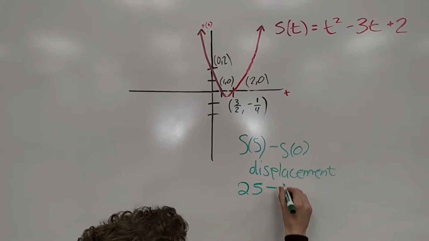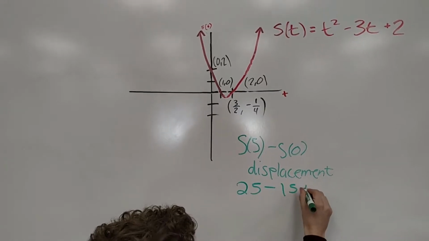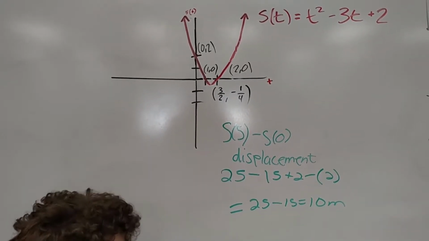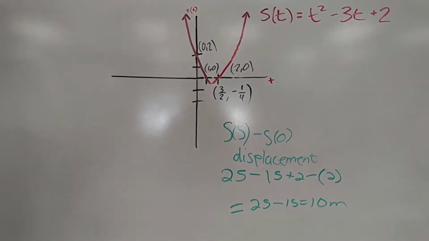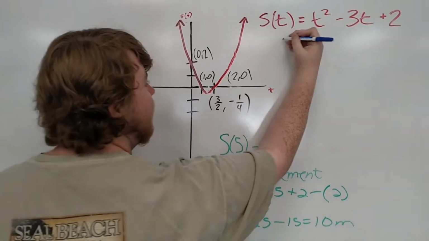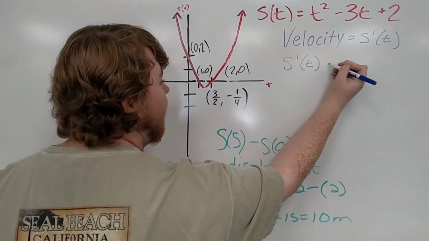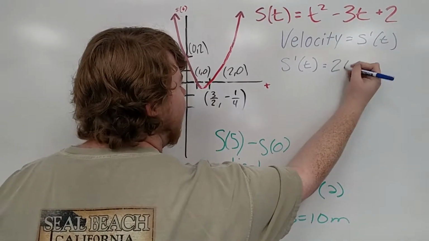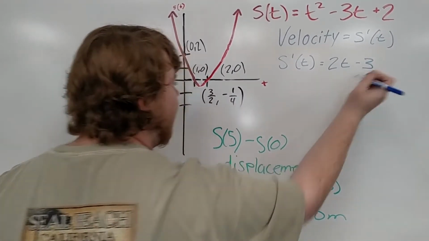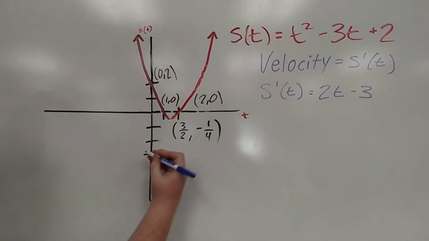Finding instantaneous velocity is different from finding average velocity. Instantaneous velocity uses a specific value for t. For our example, we will find the instantaneous velocity of the marble at t equals 4. 2 times 4 minus 3 equals 8 minus 3 equals 5 meters per second.